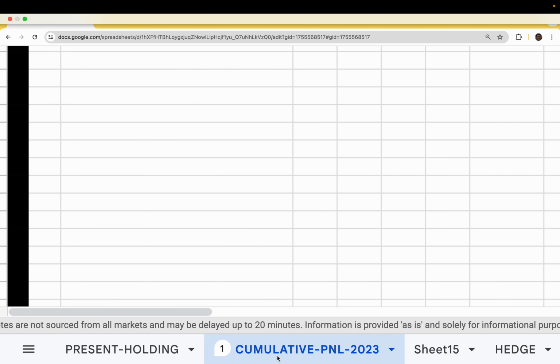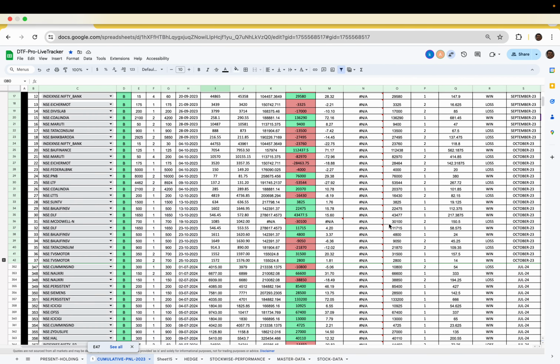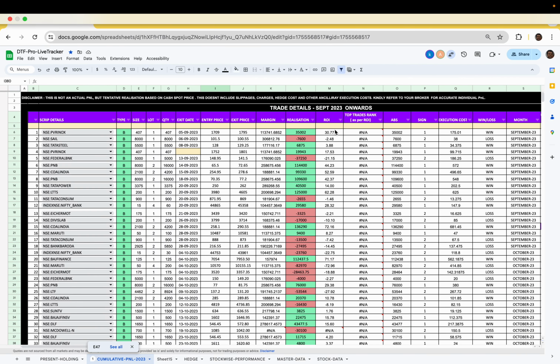Now I'm going to talk about this cumulative PNL part, right? Present holding, hedge, etc., we will see later. Hedge is nothing, all the hedges we take, we capture their cost and the impact. Now coming back to the cumulative part of it, yeah, this was captured from 2023 September.